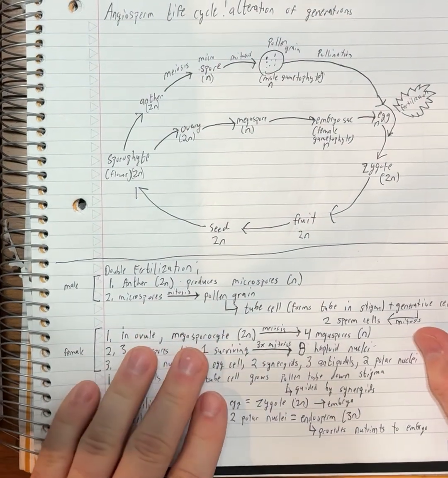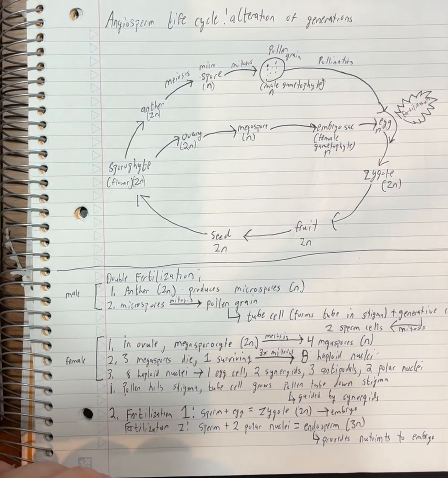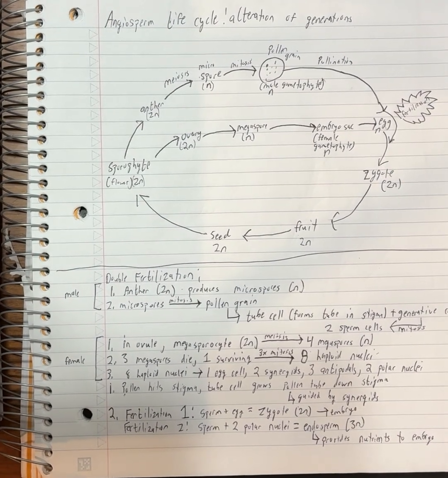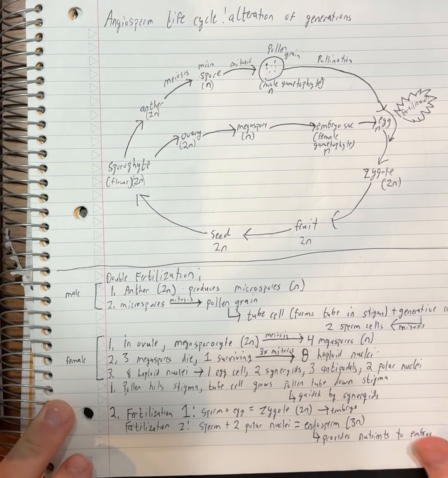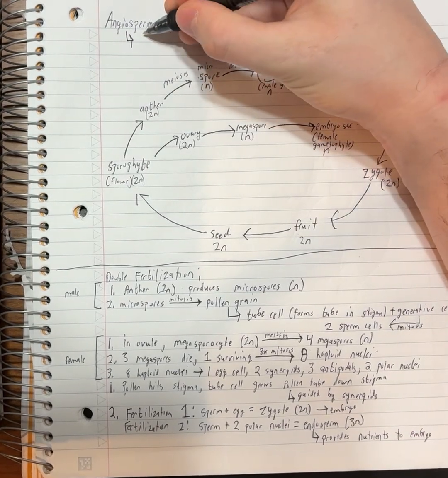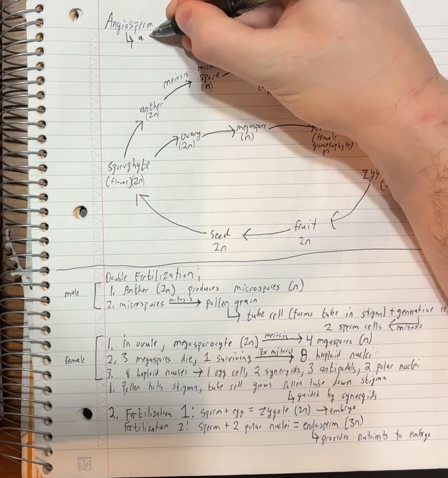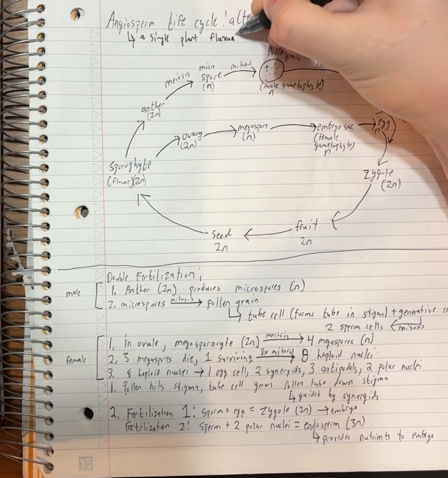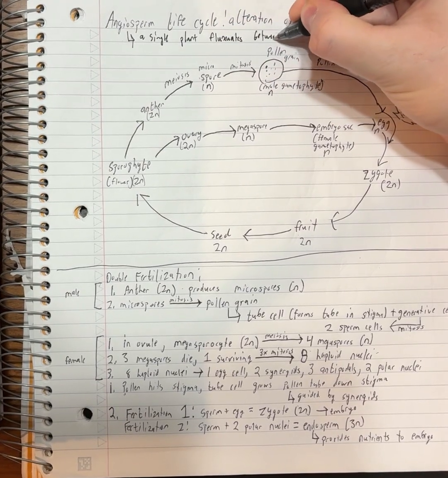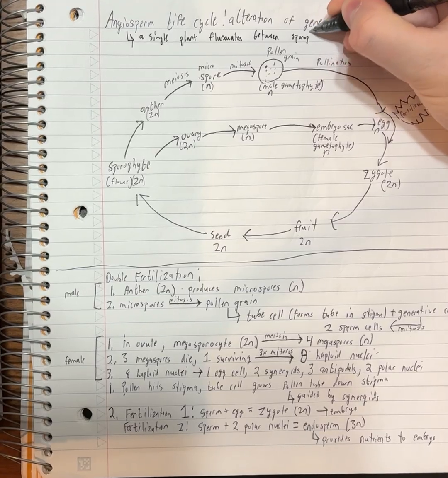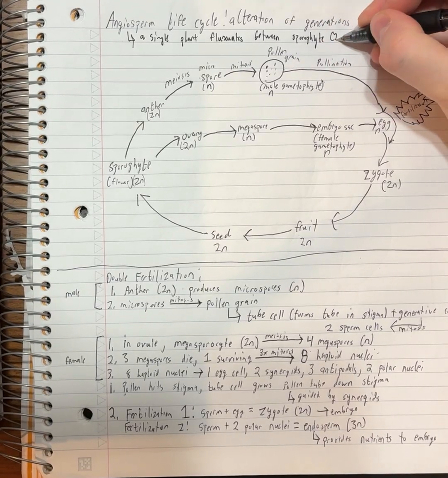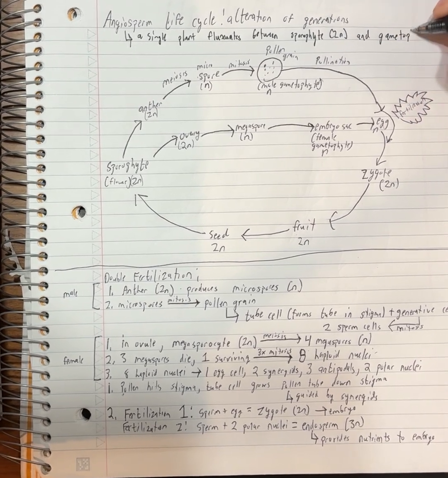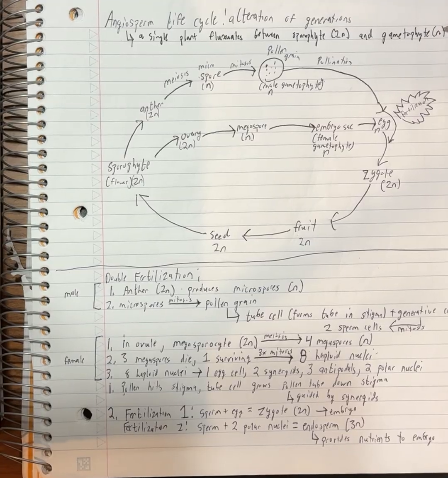All right, so these are the big 2 topics from this chapter. So first we have the angiosperm life cycle, which is alternation of generations. And what does alternation of generations mean? This means that a single plant fluctuates between sporophyte, and sporophyte is 2N or diploid, and gametophyte, which is just 1N or haploid.